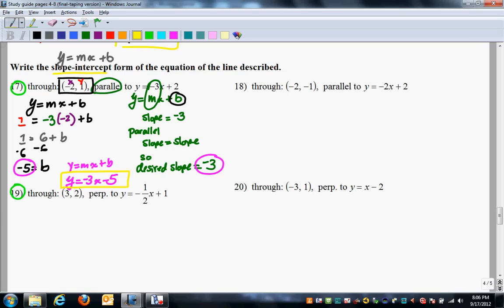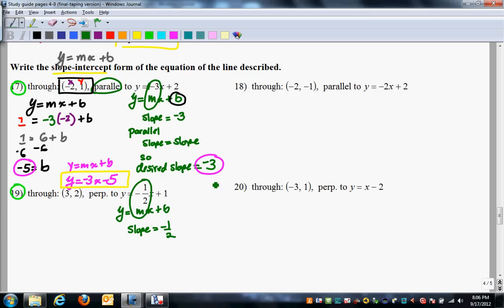Last problem. Here we want a line that goes through a point, but that is perpendicular to this line. So first we find the current slope, y equals mx plus b. Our current, the given slope, is negative 1/2.